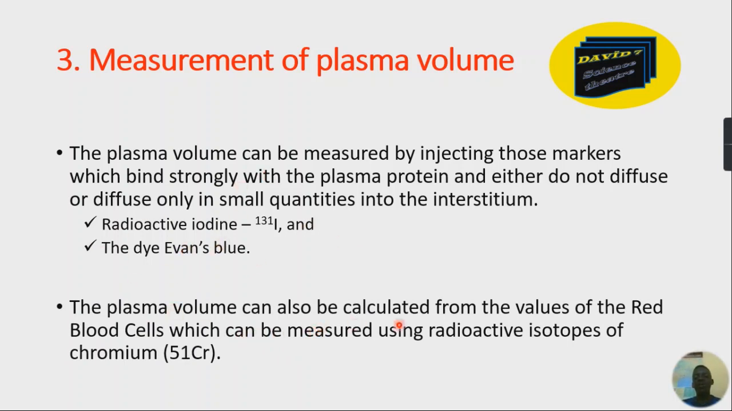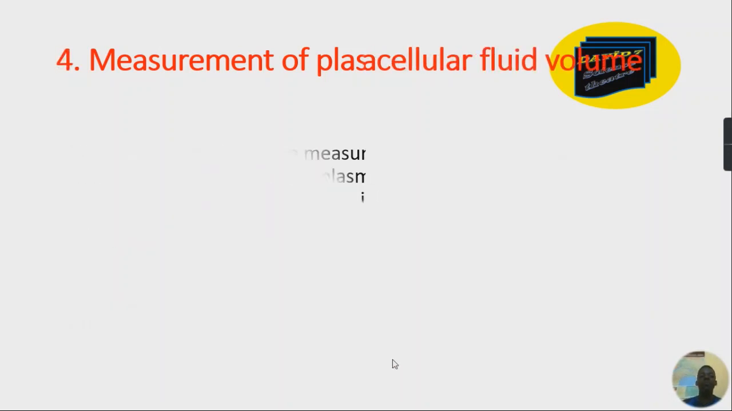The plasma volume can also be calculated from the values of the red blood cells, which can be measured using radioactive isotopes of chromium. You get this point? Values of the red blood cells can be measured using radioactive isotopes of chromium. 4. How do you measure the intracellular fluid volume?